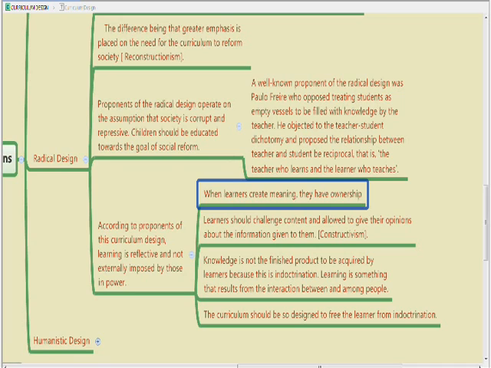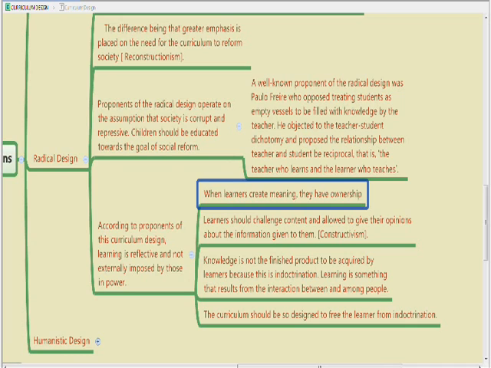When learners create meaning, they have ownership. Learners should challenge content and be allowed to give opinions about information given to them. Knowledge is not the finished product to be acquired by learners, because that is indoctrination.